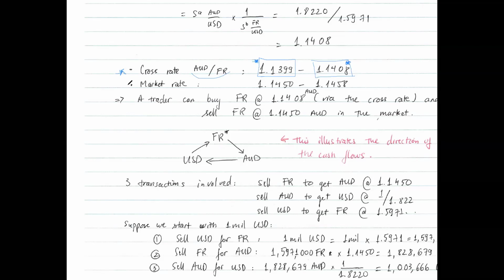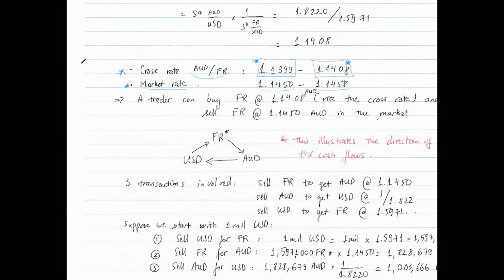In terms of the third bank, this is the market rate that we observe for the third bank. They give us a direct quote of the Australian dollar divided by franc exchange rate. So for this bank, they are trading the franc at 1.1450. So they're buying the franc at 1.1450 and they're selling the franc at 1.1458, okay?